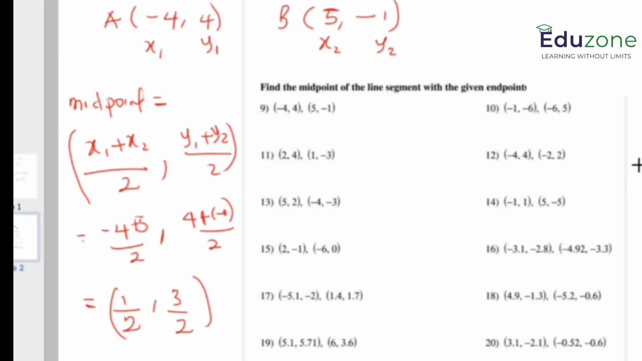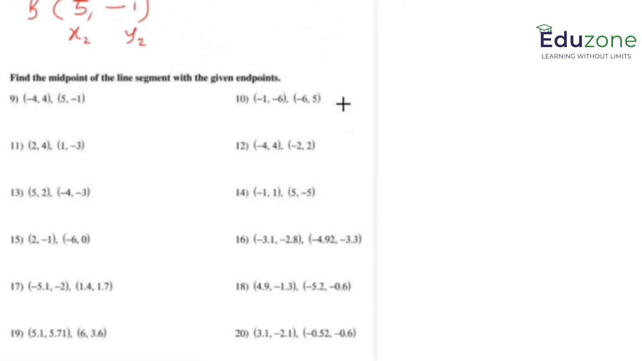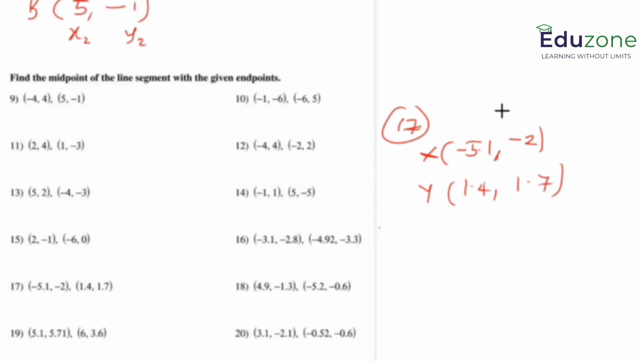We can do another one. Maybe the one that involves decimals, just a way to find it, to add the decimals. You can solve. This is question 9. You can solve it for any other one. We say question 17. You can label it as point x equals minus 5.1, minus 2. And the second point there say y, 1.4, 1.7. So my midpoint here, so this will be x1, y1, don't forget, x2, y2. For this point, you can use any variable.